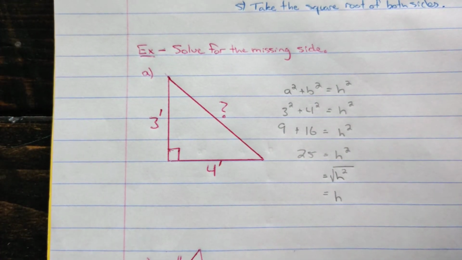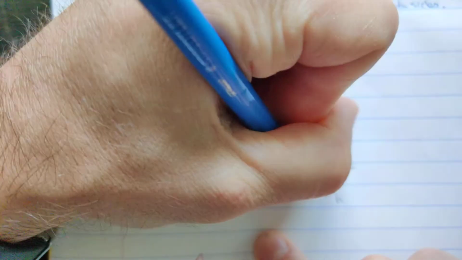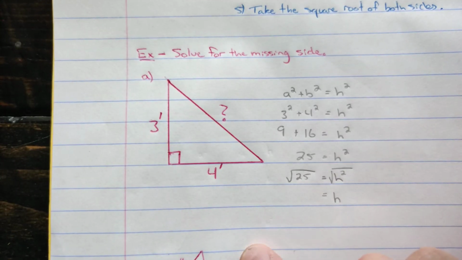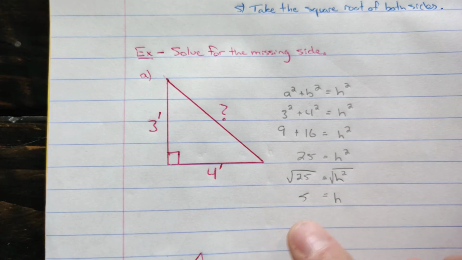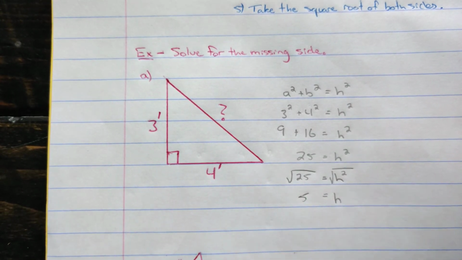Because each side of an equation, these things are equal to each other, I have to do an equal thing on the other side. So I need to take the square root of 25. If I take the square root of 25, that's going to give me a 5. And there is my missing value. This side length is 5.